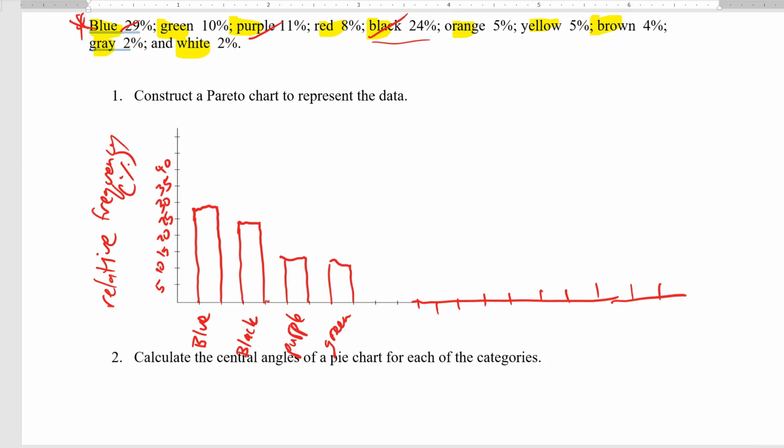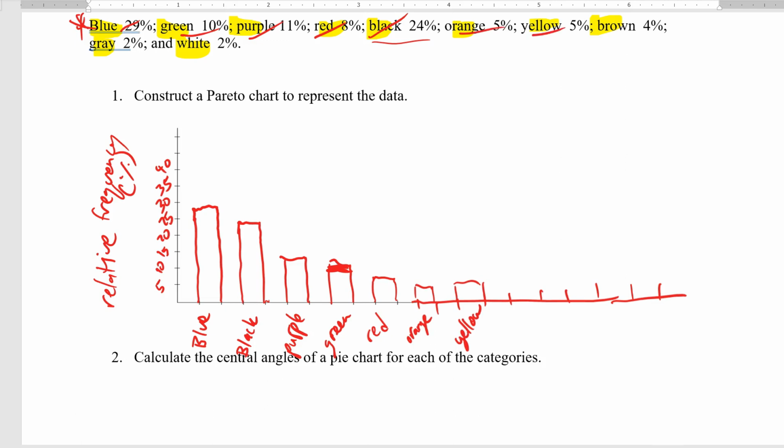I'm not pulling out a ruler, but ballpark where that should be. After green, it looks like we have red, and that should be 8, so above the 5, below the 10. After that, we have orange and yellow, which both match, so you could actually do those in any order. It doesn't matter because they match. Both of those are 5%, so I'll bring that line over, about 5.